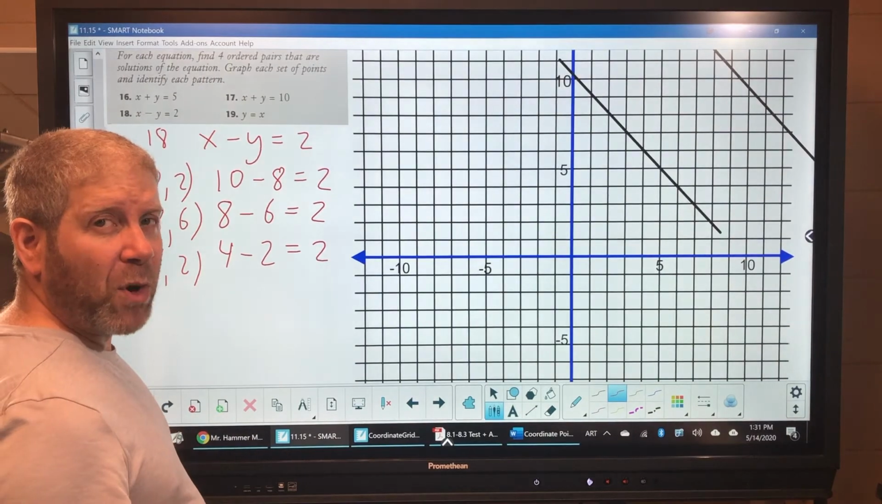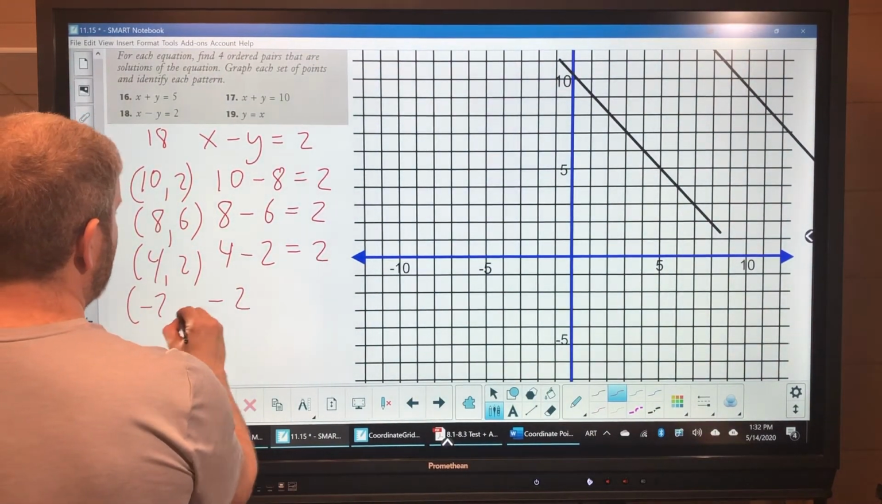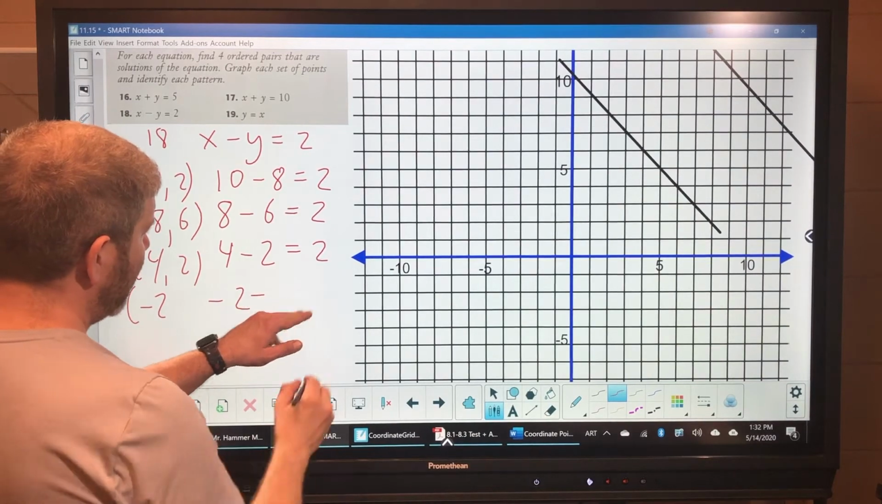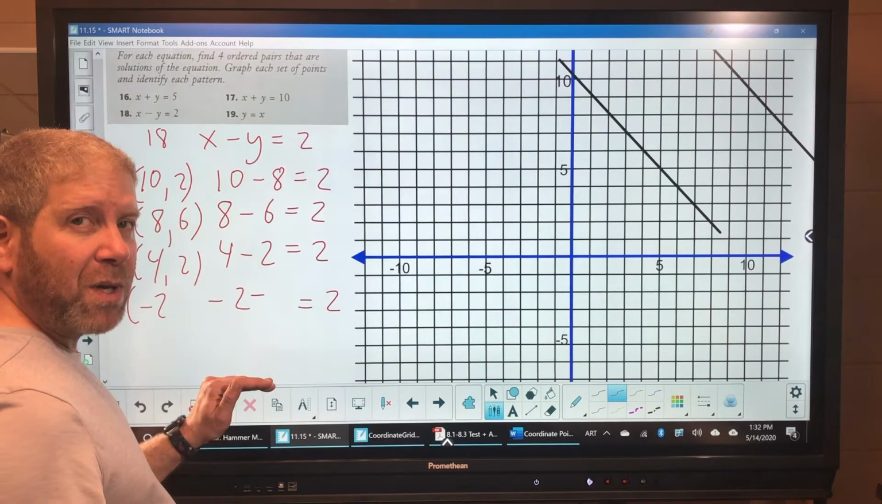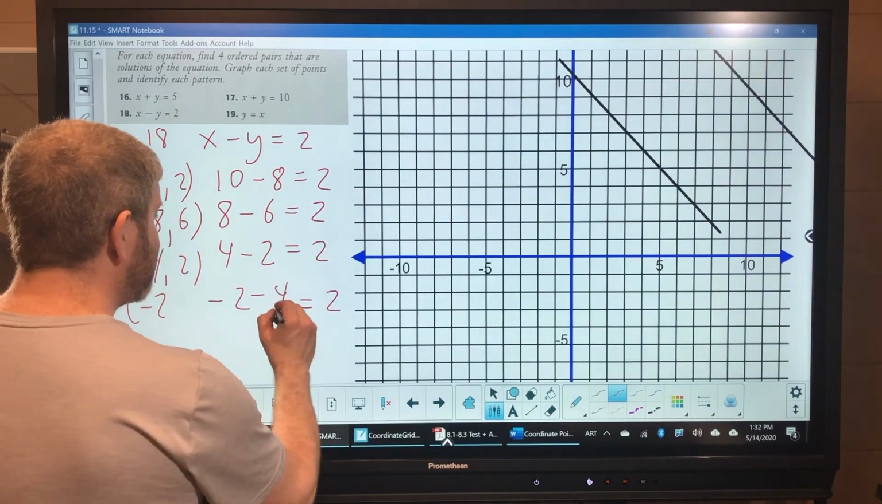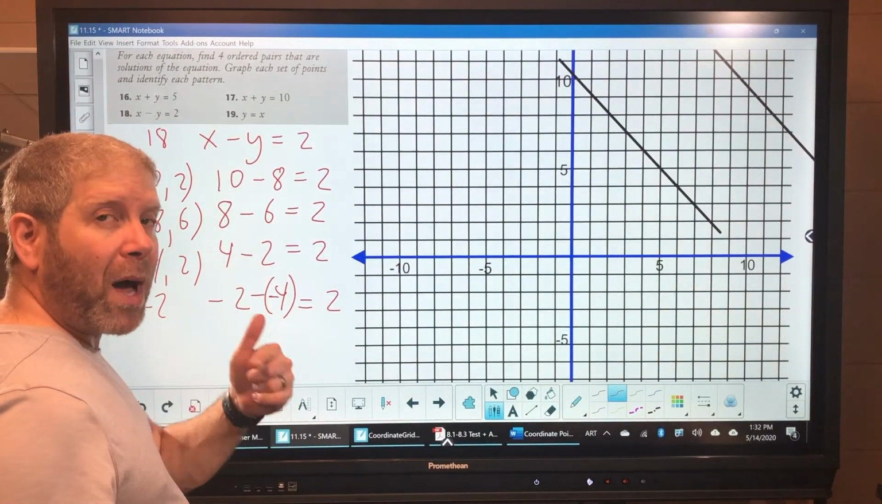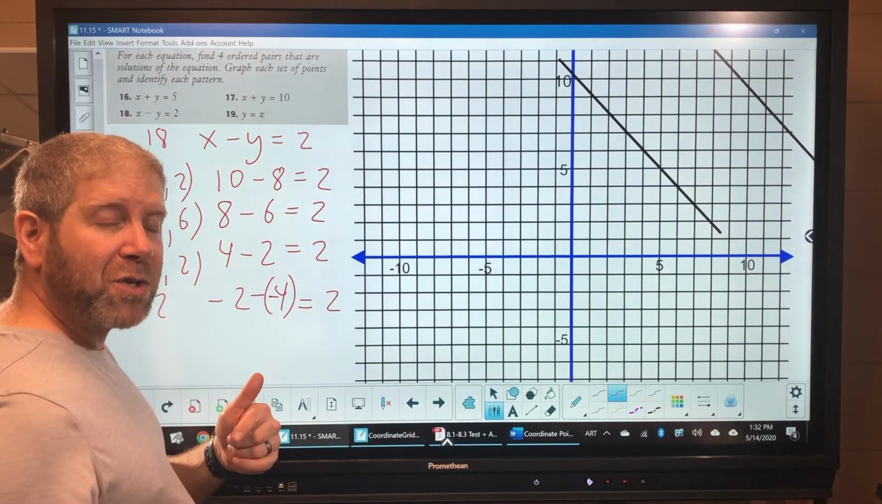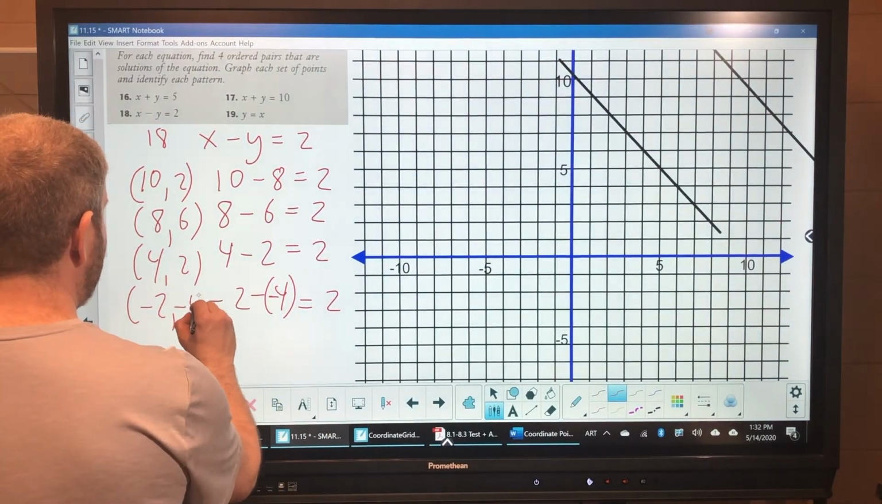Let's try something a little more interesting for the last one. Let's make x negative 2. Well, what do we have to do here in order for my answer to equal 2? I know that if I start with negative 2, I'm going to have to add 4 to move over to positive 2. So I have to subtract negative 4, because minus 2 minus minus 4 is really minus 2 plus 4. So my answer in this case will be negative 2 and negative 4.